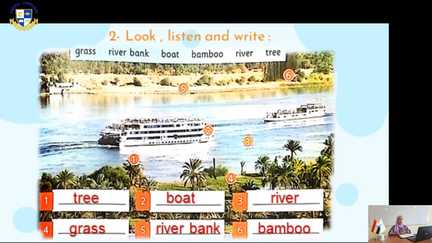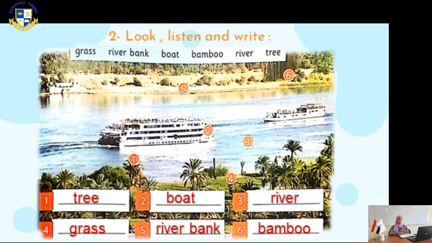Number 1, what is this? Tree, correct. Write down beside number 1 the word tree. Number 2, look to the picture, correct. Boat. Number 3, it's the water. What do we call it? It's the fresh water. River.